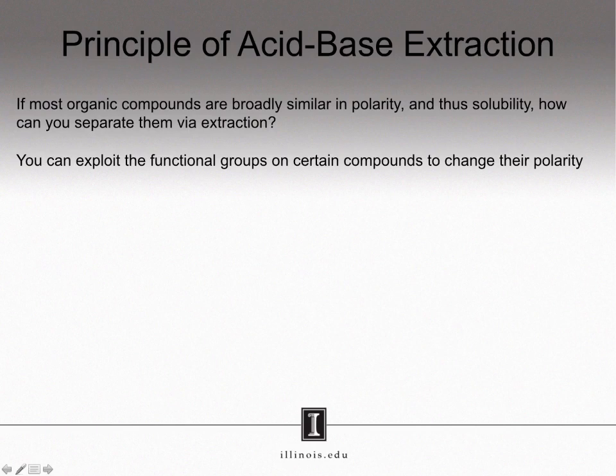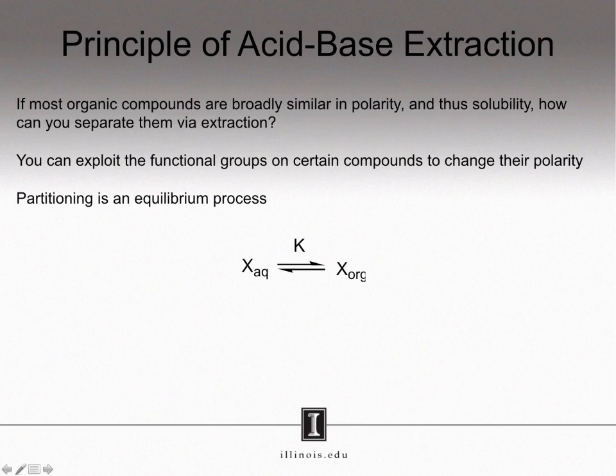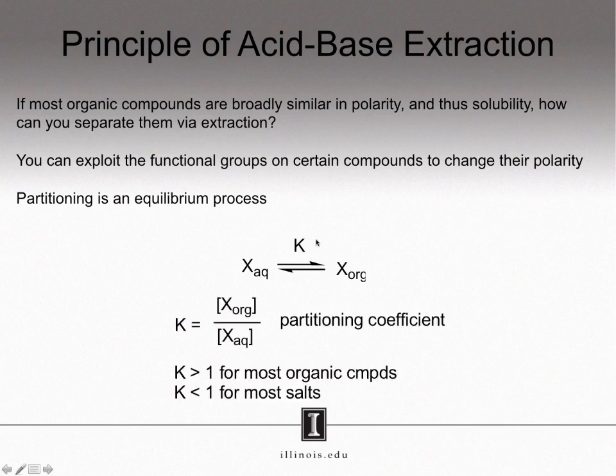Before we continue, some fundamentals. The process of moving between layers in an extraction is an equilibrium, which we can represent via these equilibrium arrows here, where X sub AQ is the amount of compound in the aqueous layer, and X sub org is the amount of compound in the organic layer. And this K is what we call the partitioning coefficient.